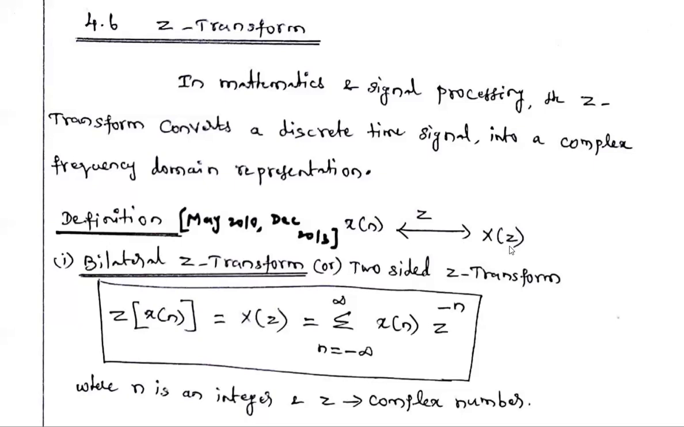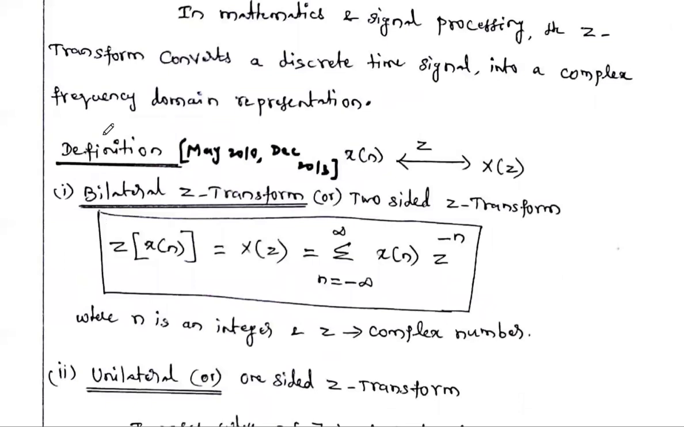Here Z is a variable. The DTFT of x of n can be written as capital X of e power j omega. So what is the relation between the DTFT and the Z transform? In the place of e power j omega, we have to put Z, and that is said to be the Z transform. So the formula is all the same, similar to that of the DTFT. Now we will see the definition of the Z transform.